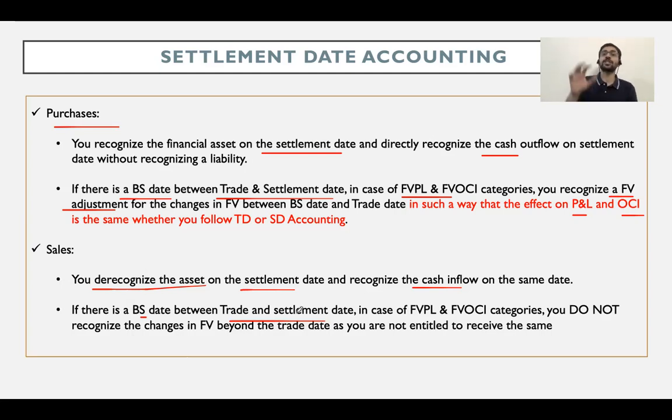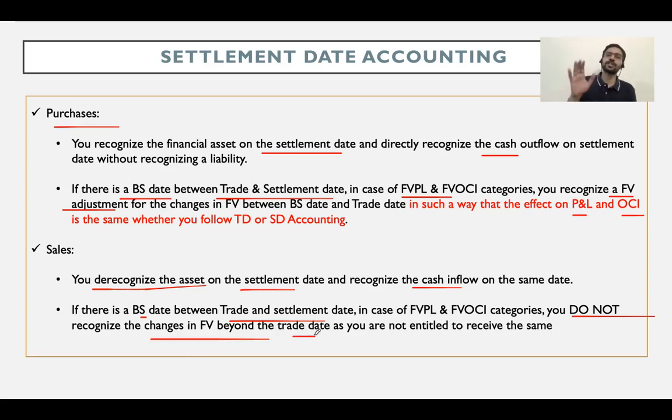But although the asset is on your balance sheet on 31st of March, you will not recognize the fair value changes between 30th and 31st because the asset technically no longer belongs to you. All the risks and rewards have actually been transferred out, and you are therefore not going to recognize those fair value fluctuations which happen between 30th and 31st. Therefore, you do not recognize the changes in fair value beyond the trade date.